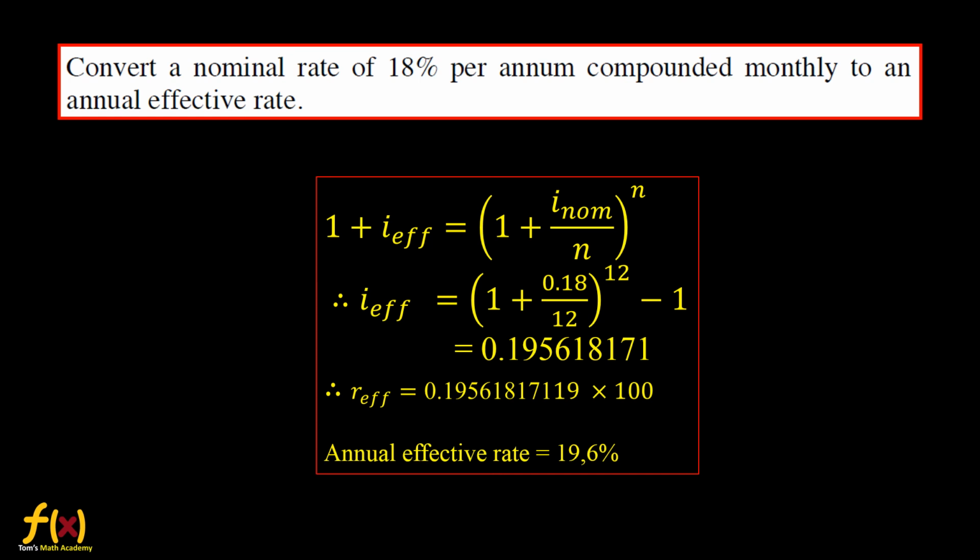Therefore, the real effective rate, you multiply that decimal value by 100, we get annual effective rate is 19.6%. So although the quoted percentage was 18%, now look at the real effective rate is actually more than that, 19.6%. So ultimately the accumulated investment will yield more money than the nominal rate suggests.